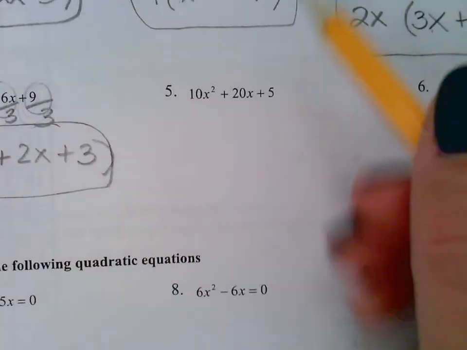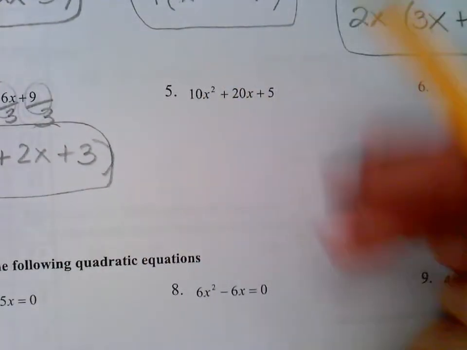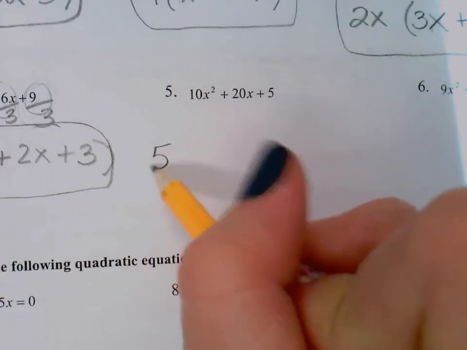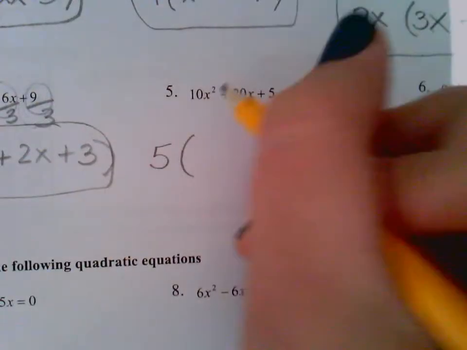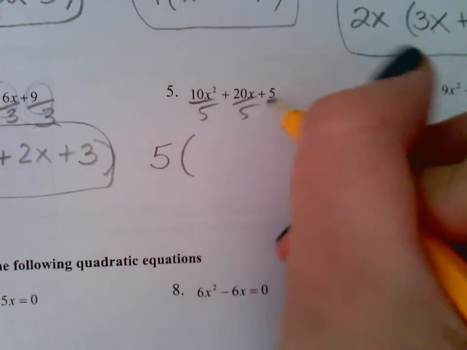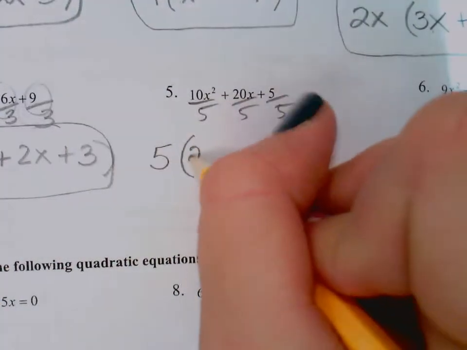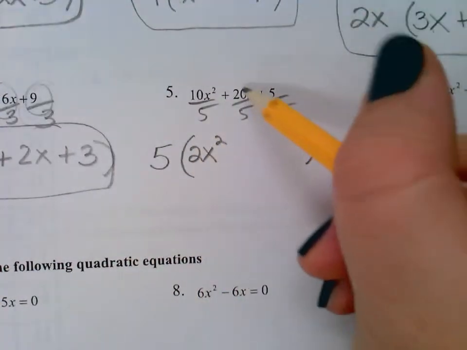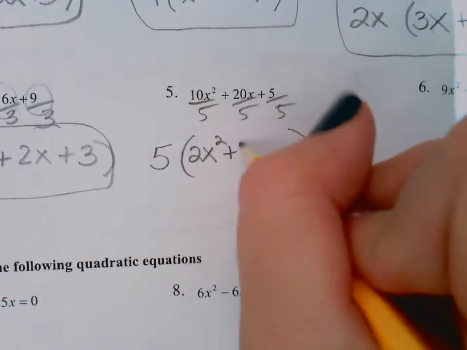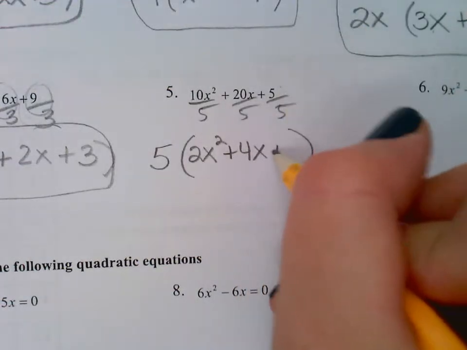All right, example 5, I can divide a 5 out. So if I divide out a 5, divide by 5, oh, sorry, 10x squared divided by 5 is 2x squared left. 20x divided by 5 is 4x, and 5 divided by 5 is 1.